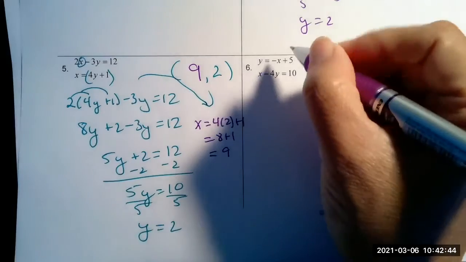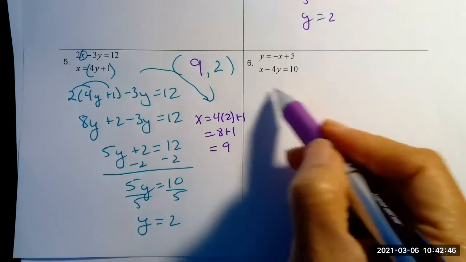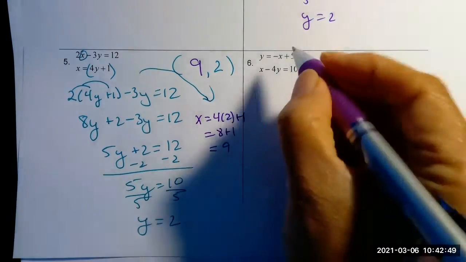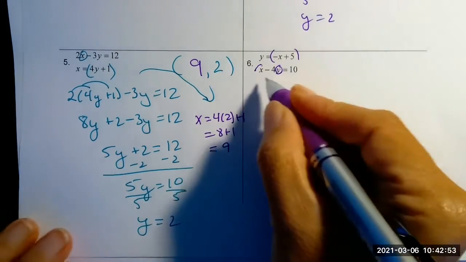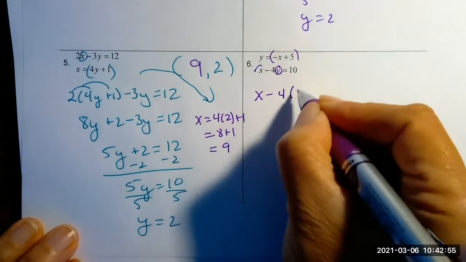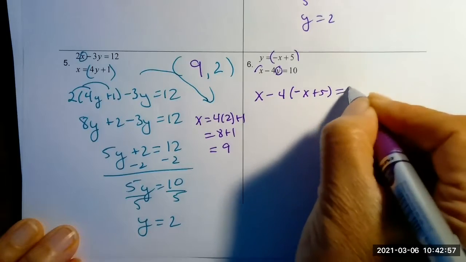All right, okay, I'm going to do that again. Go ahead and try this one. All right, so this is just like before. I'm going to just replace it right in here. I almost circled the wrong one. Negative x plus 5 equals 10.